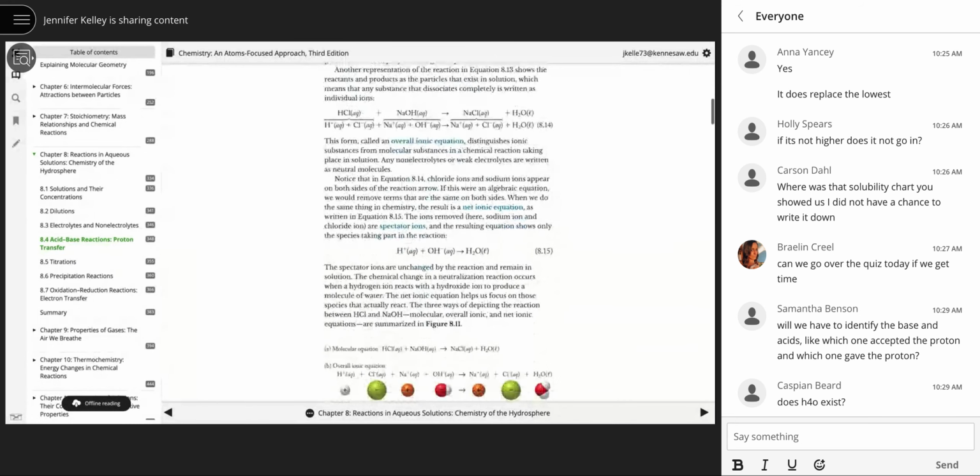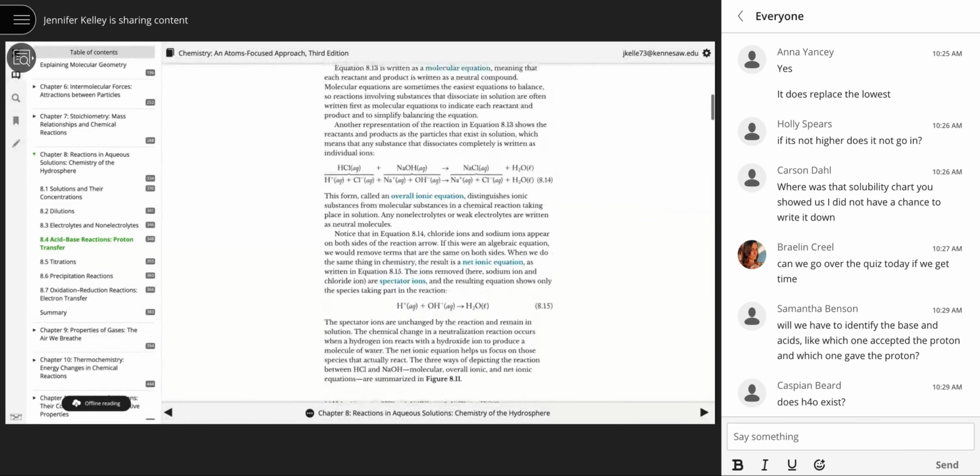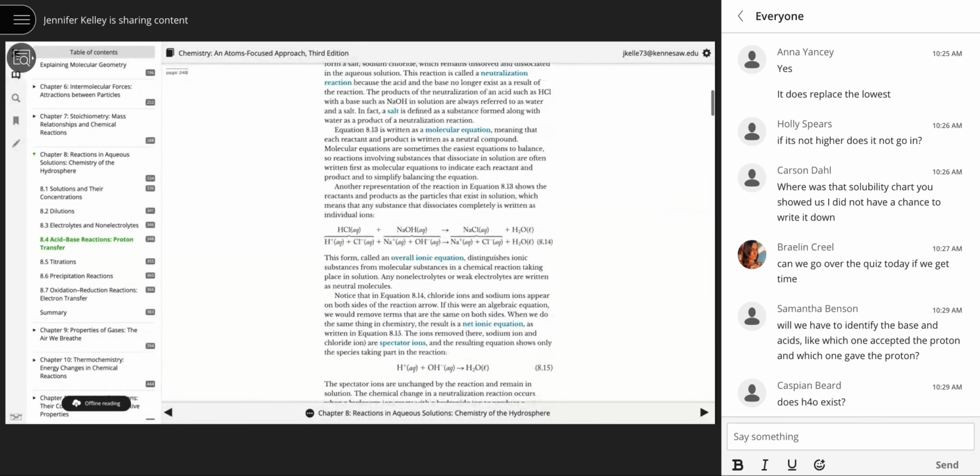This is the shortest net ionic equations section I have ever seen. So if you look, where does it start? I guess technically it starts right here at the top with equation 813, right there. Starts talking about net ionic equations and acid-base reactions. Acid-base reactions are neutralization reactions.